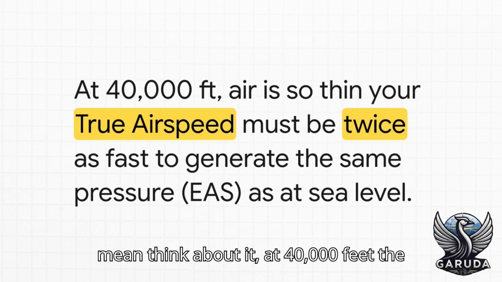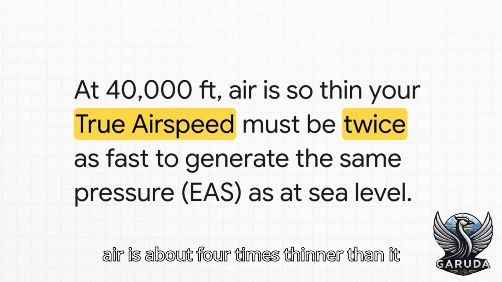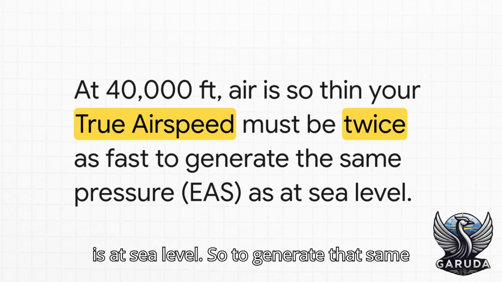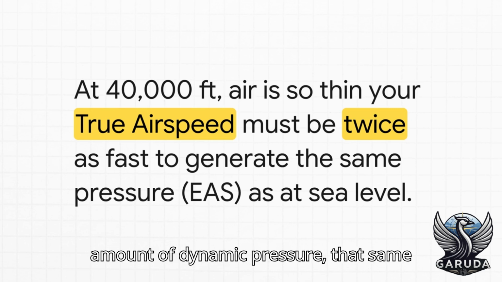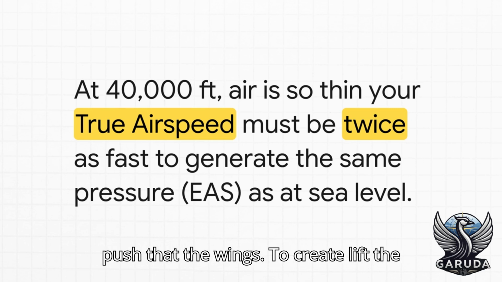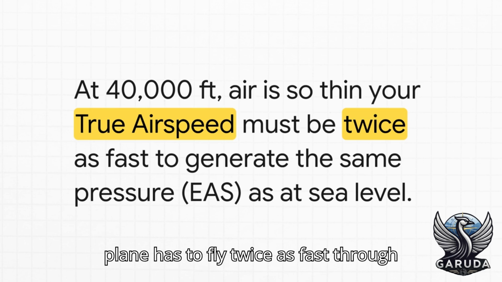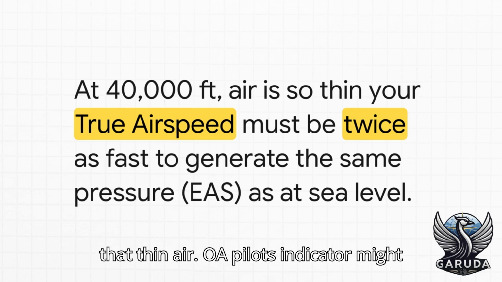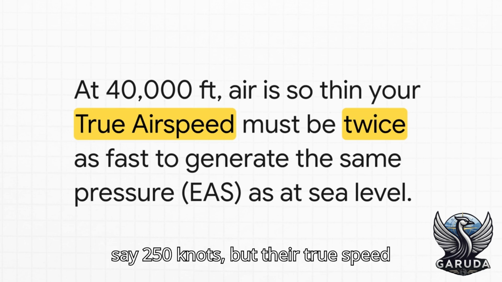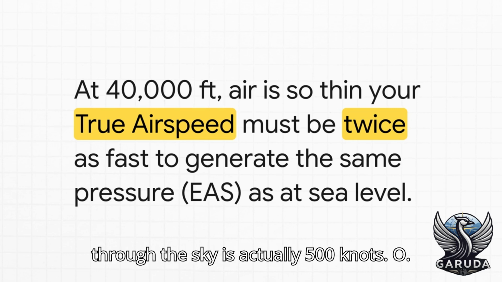I mean, think about it. At 40,000 feet, the air is about 4 times thinner than it is at sea level. So to generate that same amount of dynamic pressure, that same push that the wings need to create lift, the plane has to fly twice as fast through that thin air. So a pilot's indicator might say 250 knots, but their true speed through the sky is actually 500 knots.